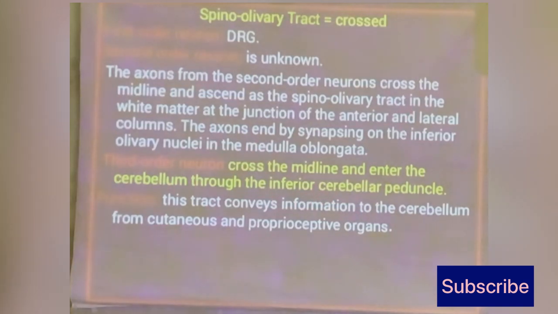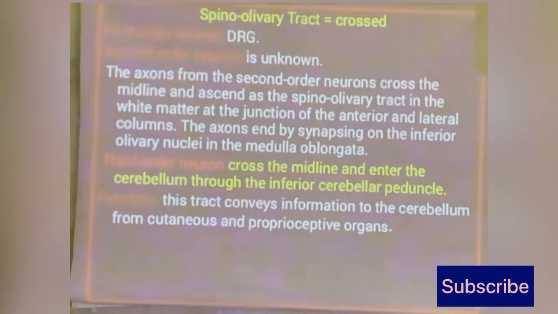And the third order neuron now begins, crosses to the opposite side, and goes into the cerebellum. So this tract ends in the cerebellum. And this one is responsible for conveying information to the cerebellum from the cutaneous and proprioceptive organs. So this one is responsible for carrying proprioceptive information and control of our movement unconsciously. Are you clear? So that is the function of the spino-olivary tract.